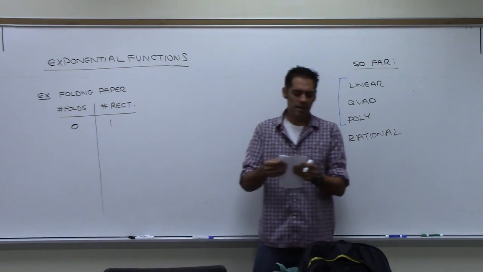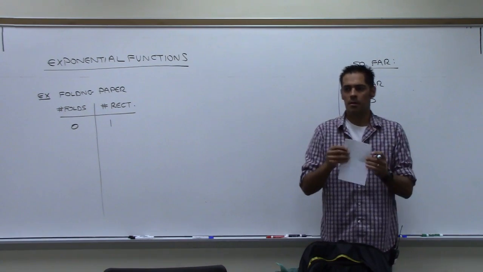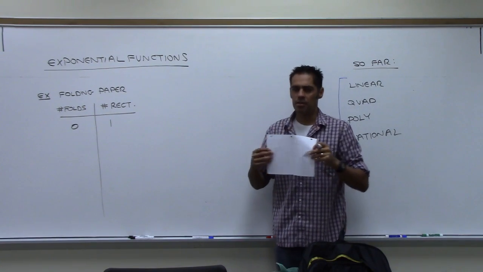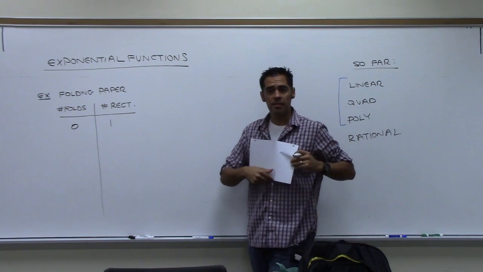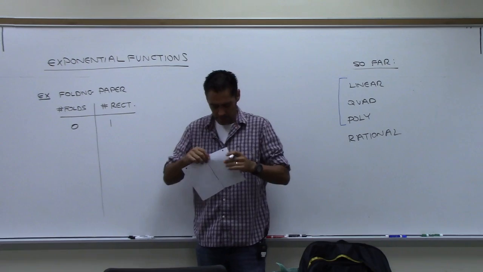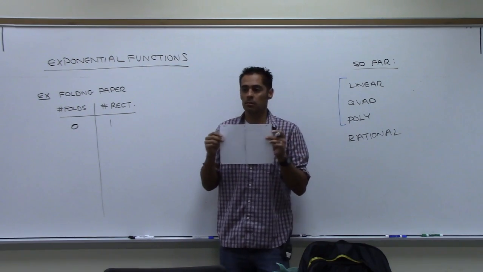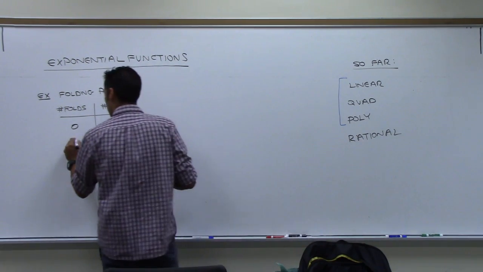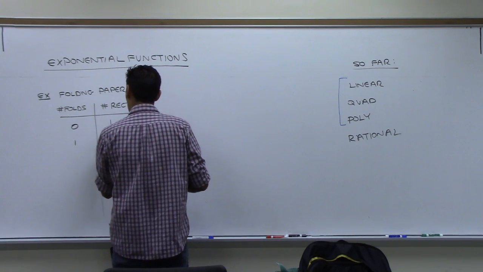If I fold it 1 time and open it back up, how many rectangles do you see? And let's count the crease as being where it's separated. I could come in here and draw a line down the middle now or something, right? So how many do you see now? 2, right? So I fold it 1 time, I see 2 rectangles.